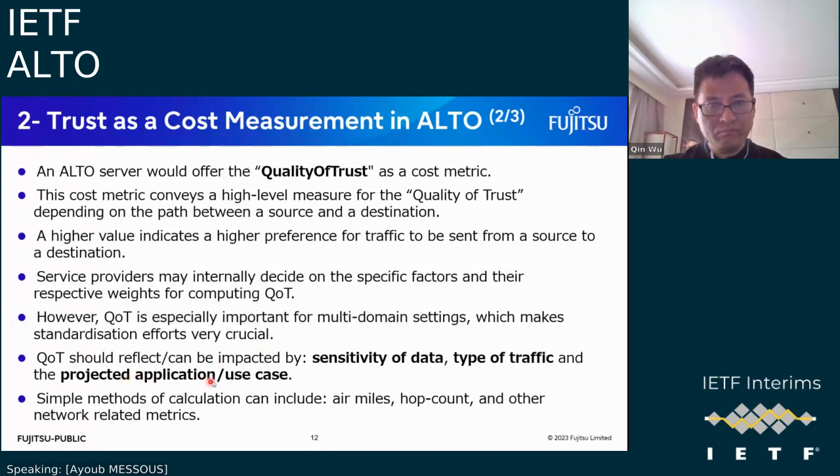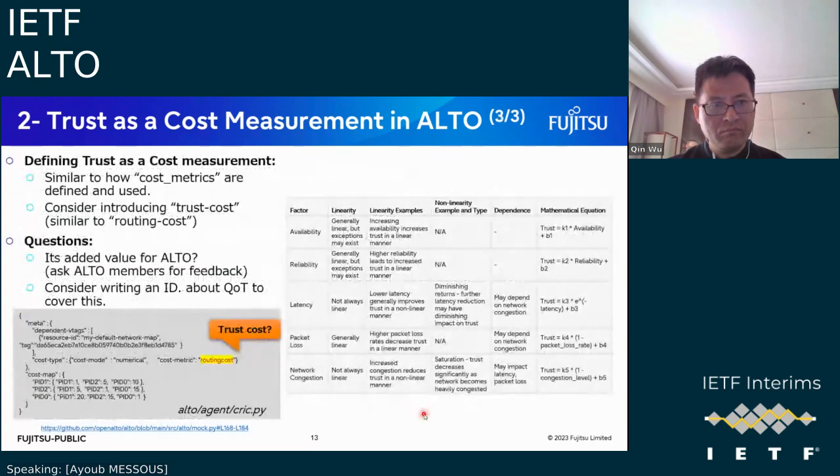Quality of trust should reflect, and can be impacted by, the sensitivity of data, the type of traffic, and the projected application and use case of the client. Simple methods for calculation can include air miles and hop count, which are already established, but we do have more details related to the different factors that can be involved in calculating such a measurement. But we still need to work on defining trust as a cost measurement. This will be basically similar to how cost metrics are defined and used, and we are considering introducing trust cost similar to routing cost, for instance. The questions we need to address for this second proposal are the added value for Alto, and how we can move forward with this and make it a reality.